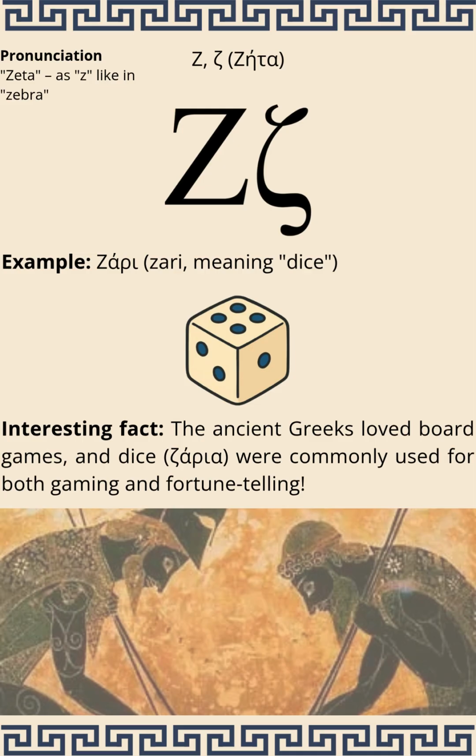Then we have the letter zeta. The sound that it makes is like the mosquito, zzz. More like a bee, I would say. The example here that I put is zari, that means the dice. Zeta, like zebra.